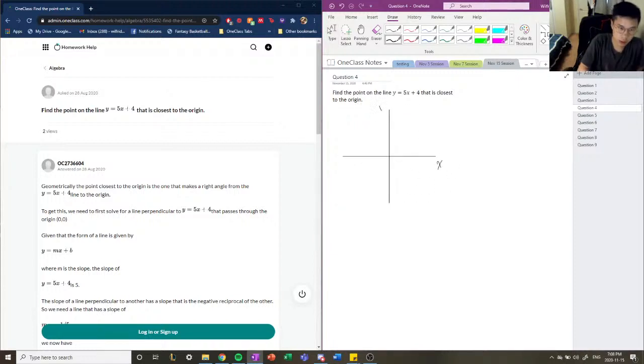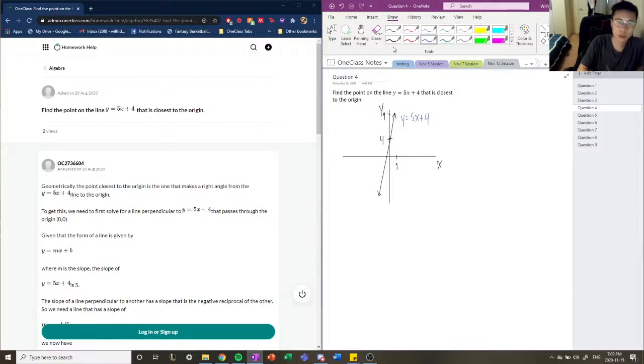Let me just draw this out, and we can try to solve this visually, okay? We know the y-intercept, if we plug in x equals 0, is 4. So let's say 4 is here. And let's plug in one more point. If x equals 1, y equals 9. So let's say 9 is here. So we have 2 points here and here, and this is our line. It's pretty steep. And we're going to write y equals 5x plus 4.